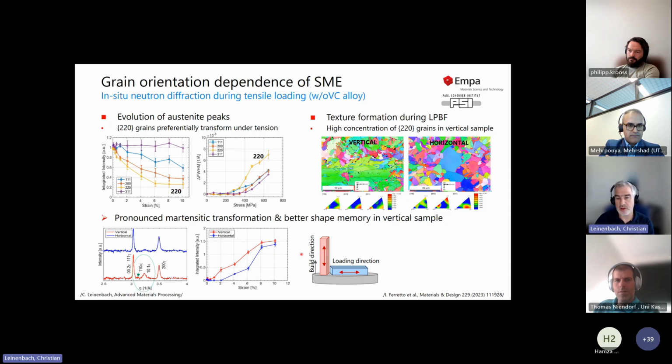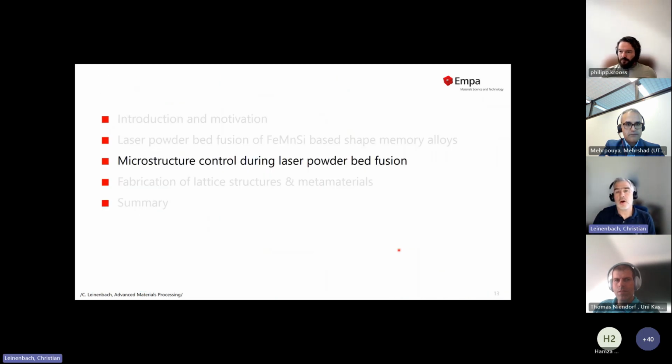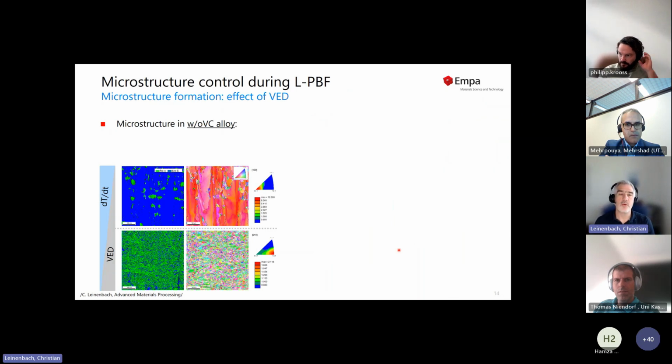Here we could also look into the influence of the different build directions, vertical versus horizontal. This is the epsilon martensite. The integrated intensity is a measure for the amount of that phase in the material. You see that in the vertical samples, we had a faster and more pronounced formation of the epsilon martensite. And it is the epsilon martensite that is responsible for the phase transformation, so the more of it, the more pronounced the shape memory effect will be. So texture is one influence.